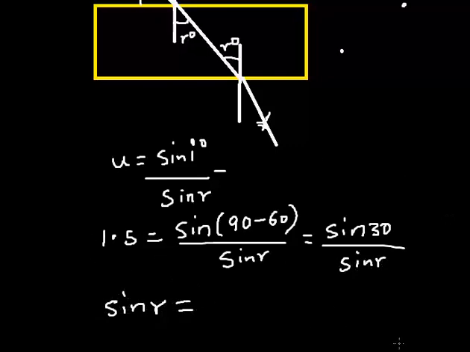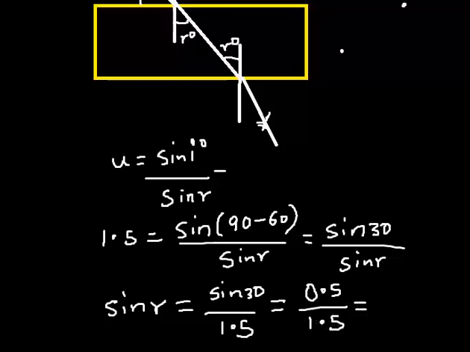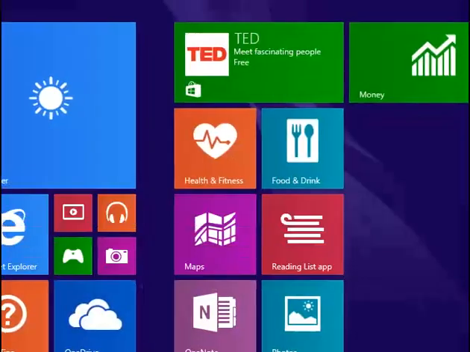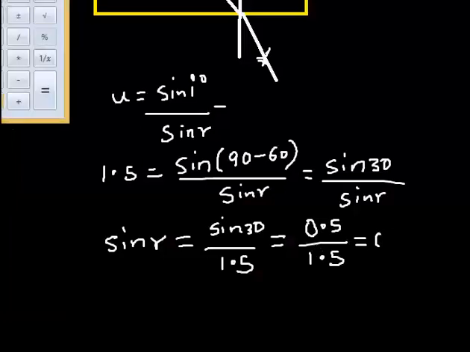Sine r now is going to be equal to, if I arrange this equation, sine 30 all over 1.5. Sine 30 is 0.5 already. Then divided by 1.5. If you do this division, let's do that division. Calculator. Please pardon me, 0.5 divided by 1.5. That's 0.3. So I'm having 0.3.